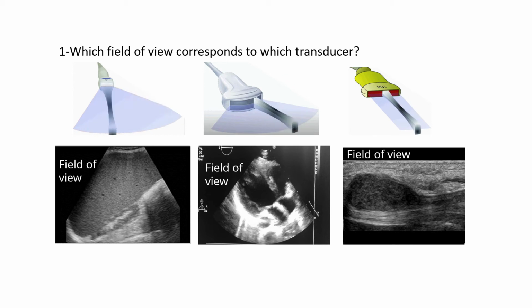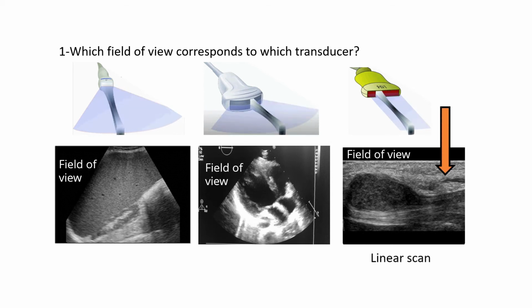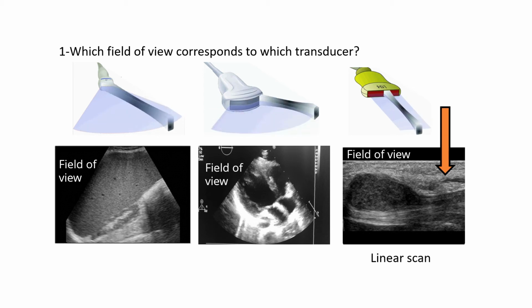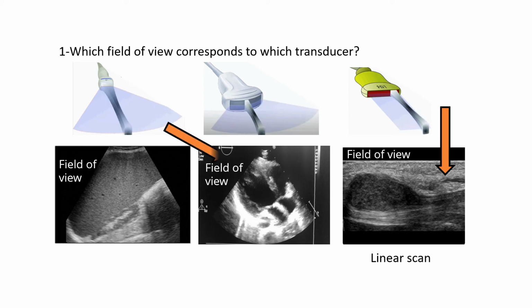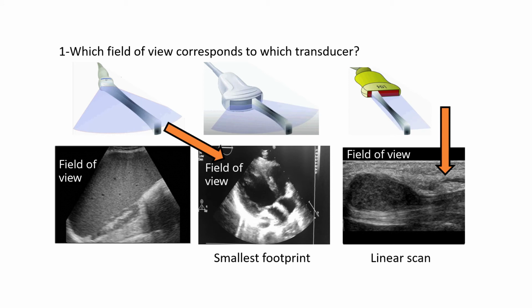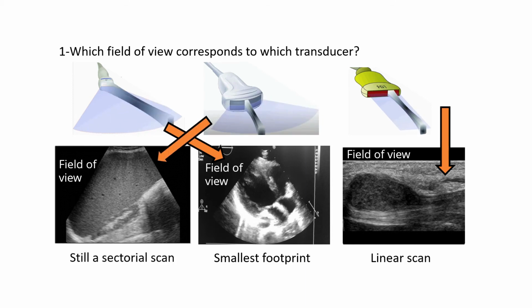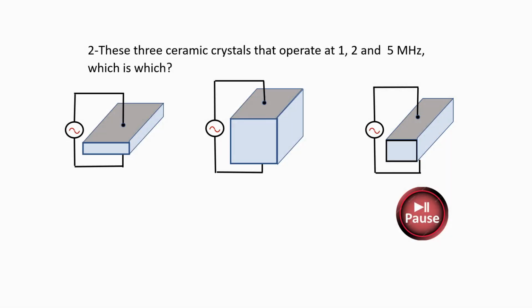There are two fields of view with sectorial scans and the other with a linear one. Obviously, the latter must correspond to the linear scanner. One of the sectorial transducers has a small footprint and should go with the field of view that shows the smallest. There's only one field of view left and it's still a sectorial scan, so it must correspond to the unassigned transducer. Easy, right? Problem number 2.